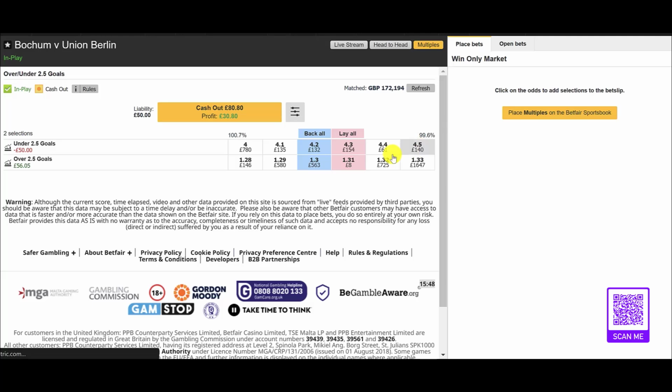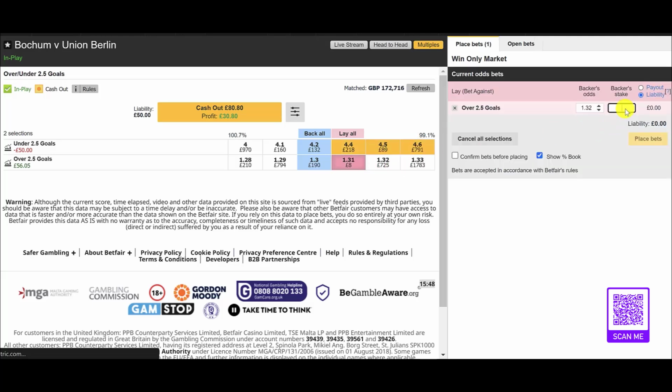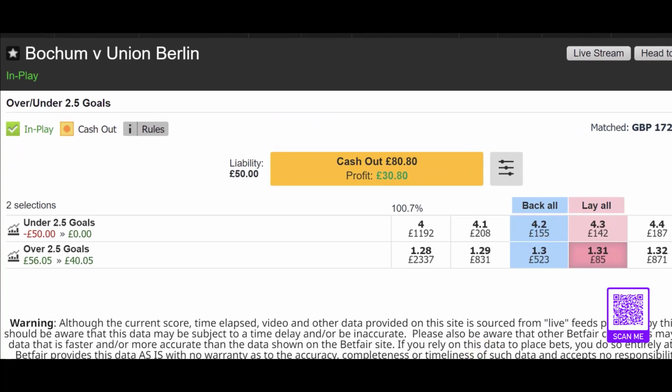But remember, we're still expecting another goal. Whoops, I'm making a mistake there. So we're still expecting another goal, so we can just leave it as a free bet on the over 2.5 outcome. Let me just get that in the market, and I'll cancel these orders as well. Okay, let's just get those cancelled.